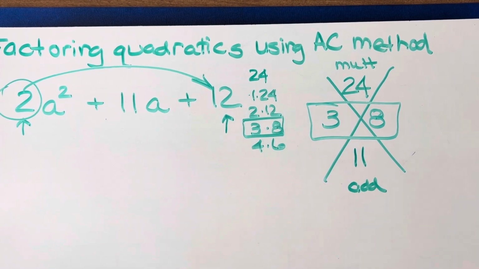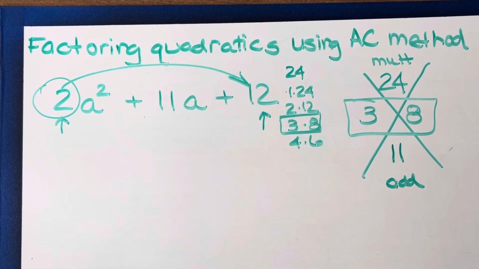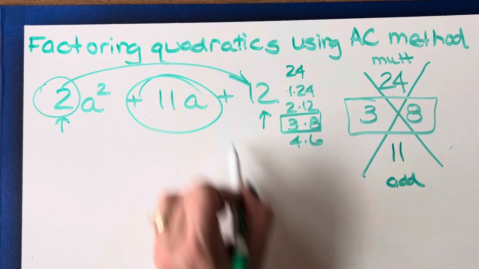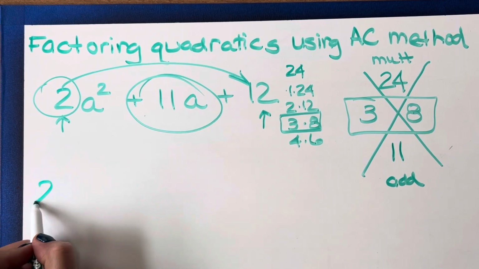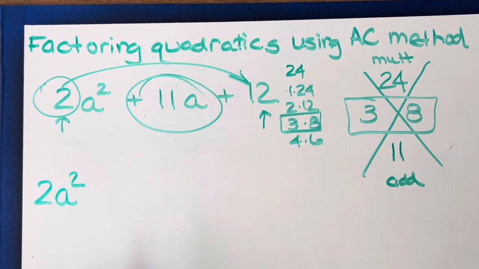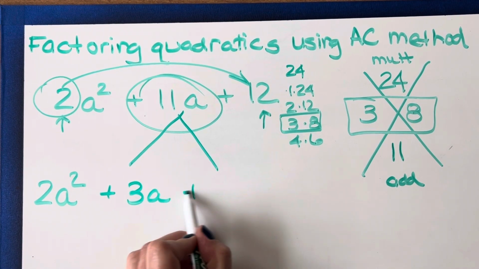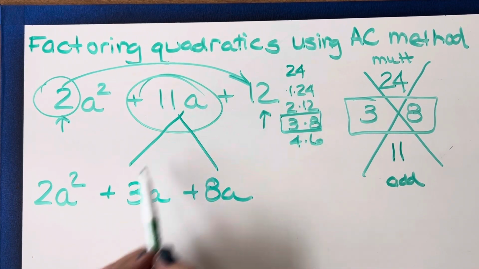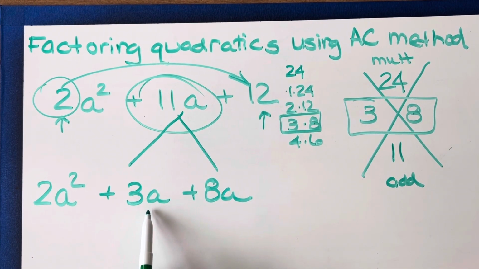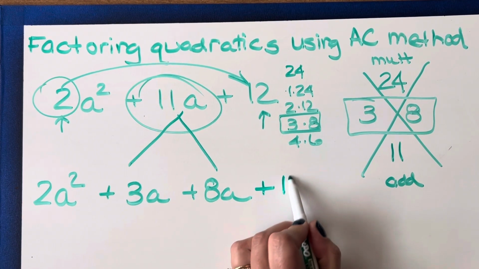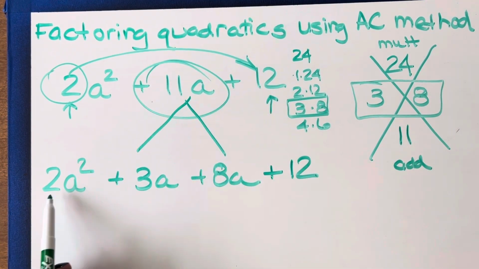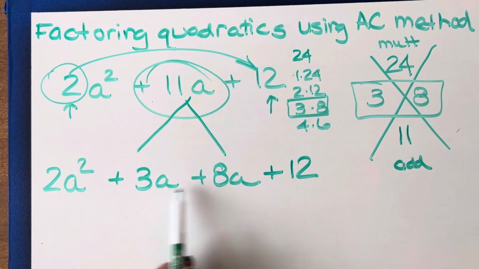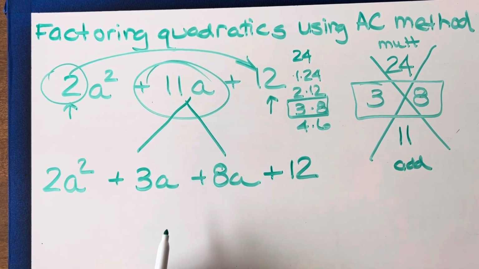Now, when I go back and substitute back into my equation, I'm only replacing the original 11a by splitting it up into a 3 and an 8. So I now go back and I keep my 2a squared. This is what's going to split up into two things. I've got now a 3a and an 8a. So I'm only changing this to make it into two separate terms that are more user-friendly for my problem, because I also go back and keep my 12 for my original problem. So this is exactly the same thing as this. I've just rewritten it in a more user-friendly way.